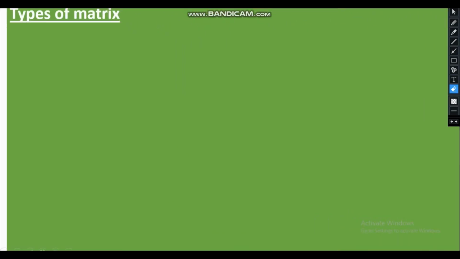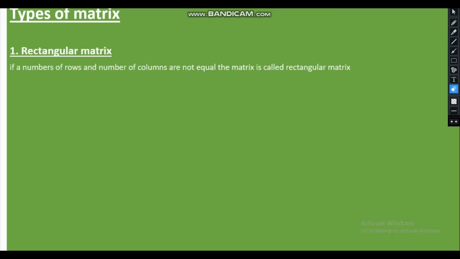Now, types of matrices. First, the rectangular matrix. With the word rectangle, you know that a rectangle means this type of shape, where two sides are equal. If the number of rows and the number of columns are not equal, the matrix is called a rectangular matrix.